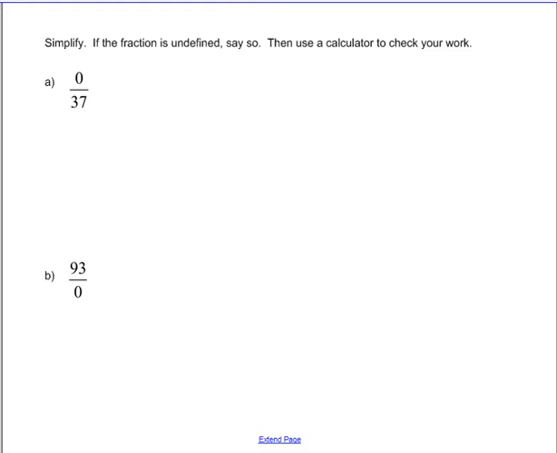Simplify. If the fraction is undefined, say so. Then use a calculator to check your work. So each one of these problems involves division with 0. And so we have to be really careful with what's going on with these.